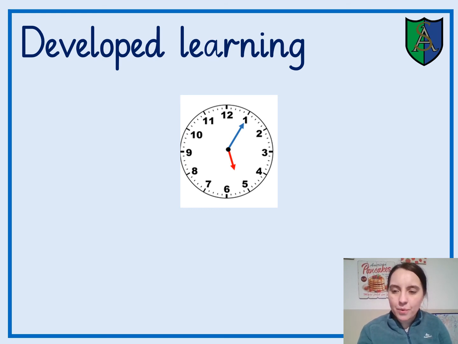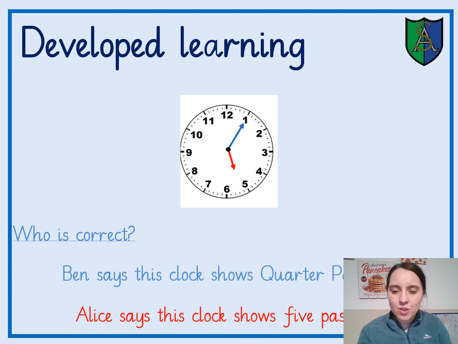Okay, so let's have a look what time this clock shows. Now Ben and Alice have both said something about this clock. Ben says that this shows quarter past 5, and Alice says that the clock shows 5 past 5. Who is right, Ben or Alice, and why? You may want to pause the video now and have a little discussion about who is correct and why.